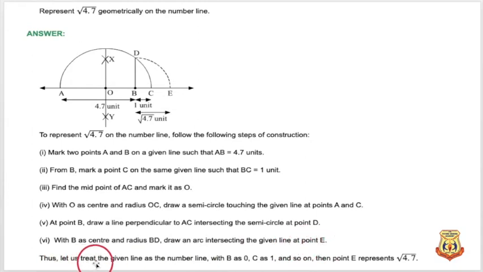Thus, let us treat the given line as the number line with B as 0, C as 1, and so on. Then this E represents root 4.7. This E represents what? Root 4.7. So see this arrow sign, this length is called root 4.7. So it is done.